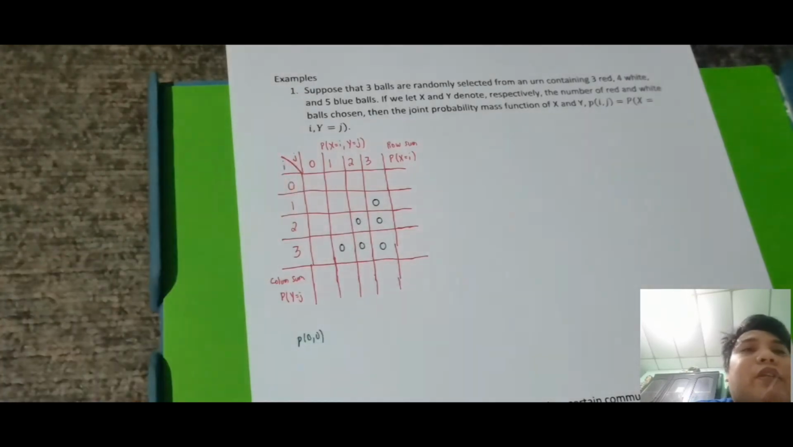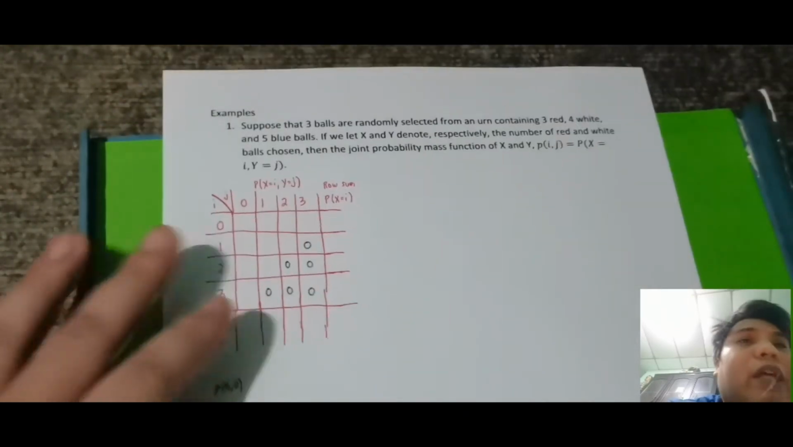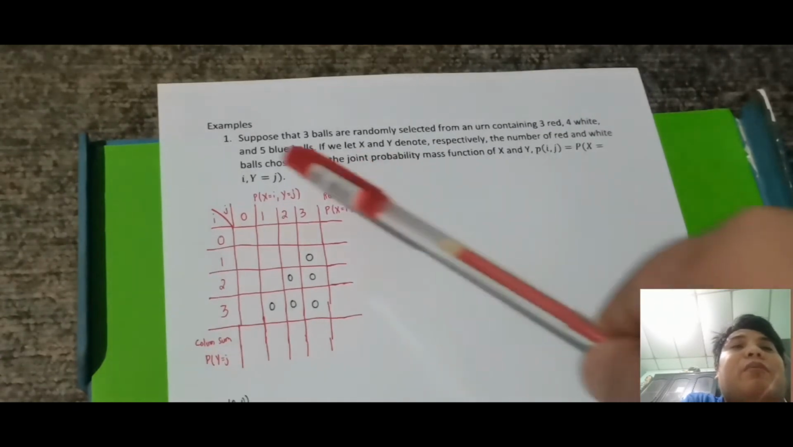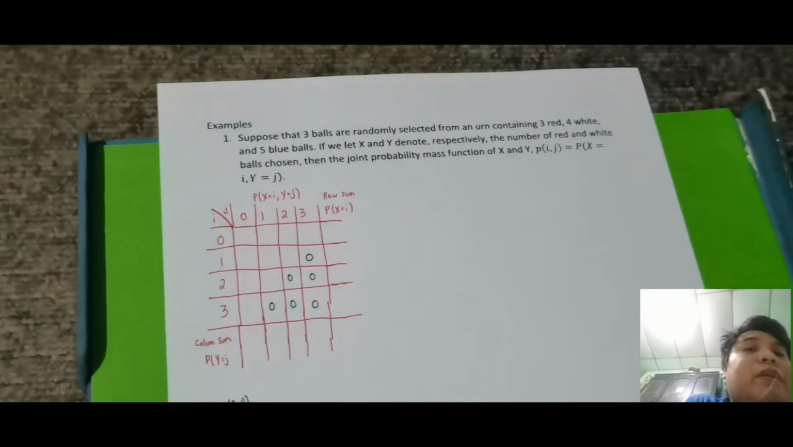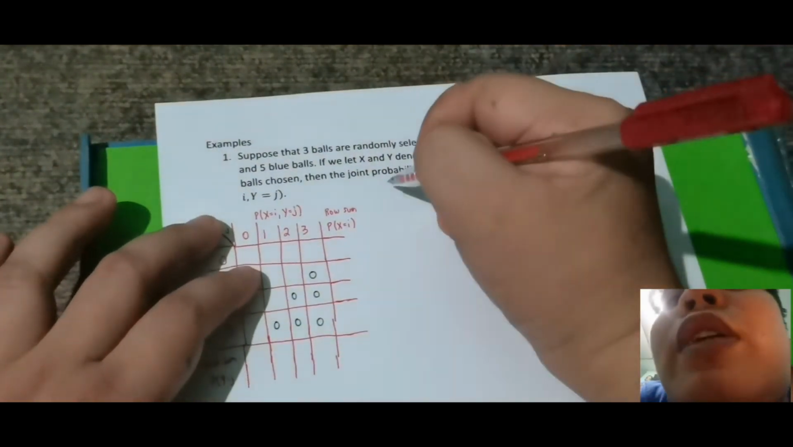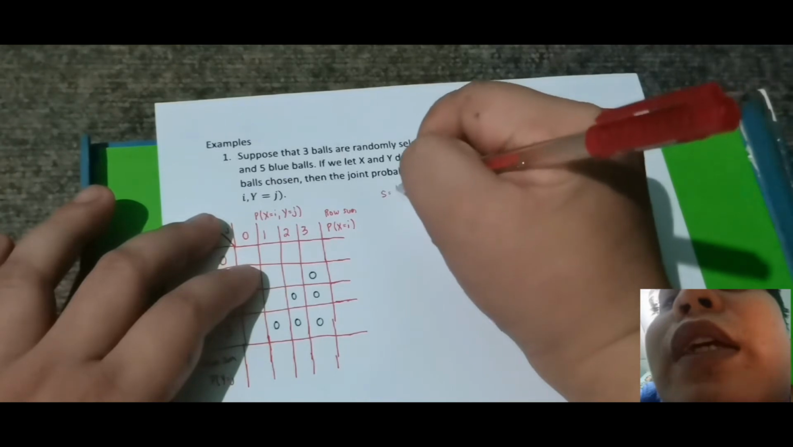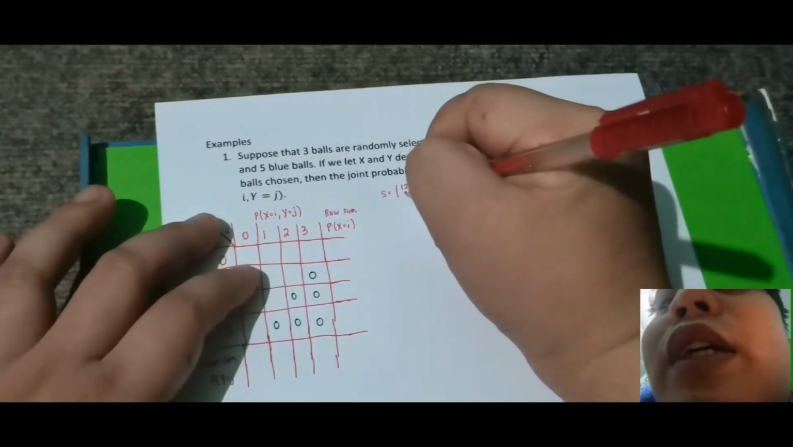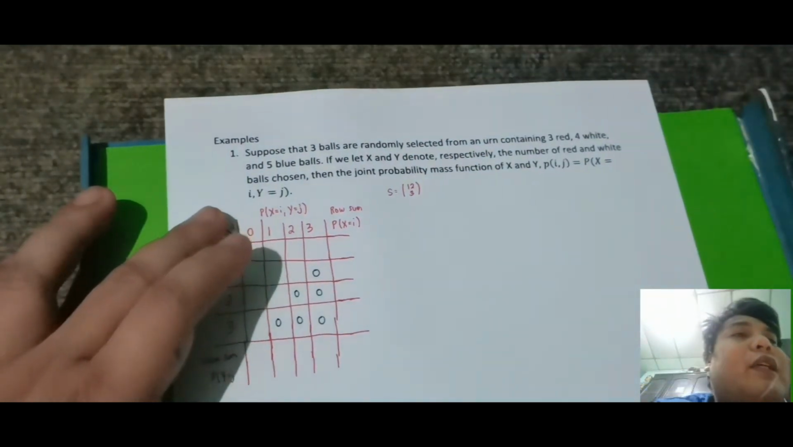Ano yung probability ng (0, 0)? Before that, start muna tayo dito. Una, paano ba natin siya isosolve? Suppose that 3 balls are randomly selected. Since 3 balls are randomly selected, ilan yung bola lahat? Yung bola natin lahat is 3 plus 4 plus 5, that is 12. So sa sample space pa lang, this is 12 taken 3.